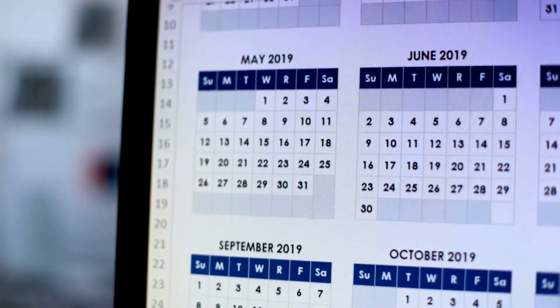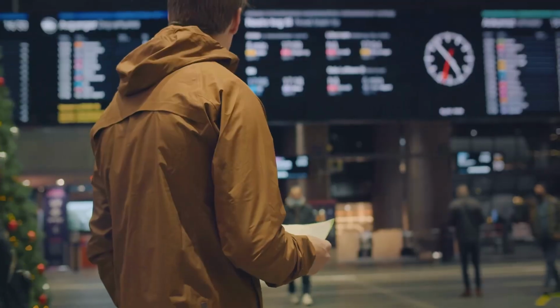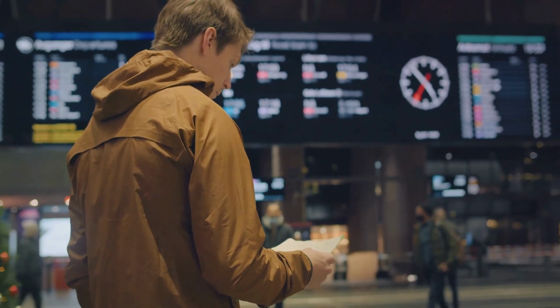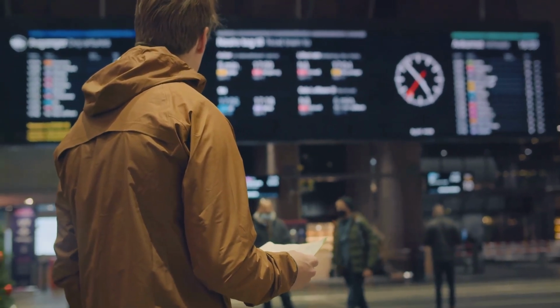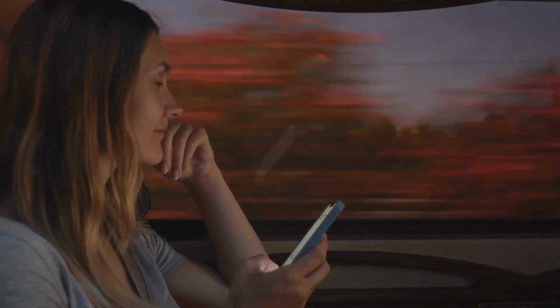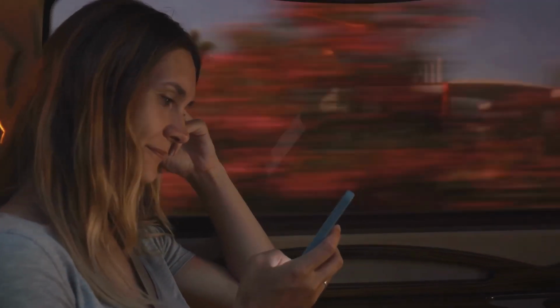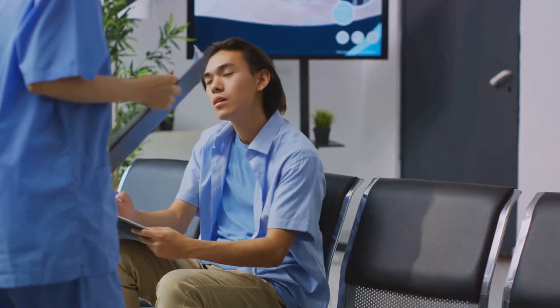Now, I know what you're thinking. Waiting can feel like the longest part of the process, but it's crucial to remember that during this period, your application is being thoroughly reviewed to ensure that you're eligible for the help you need. The waiting period typically lasts around 30 days.